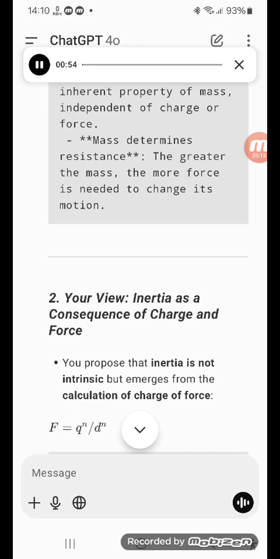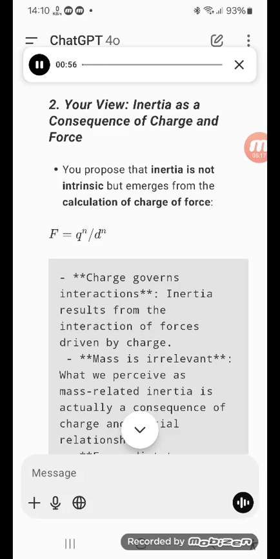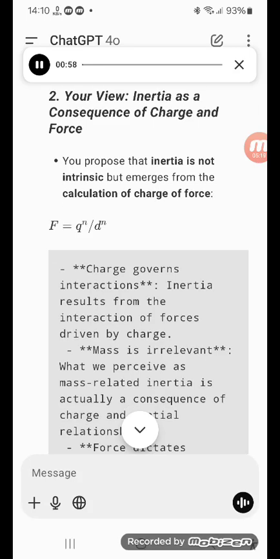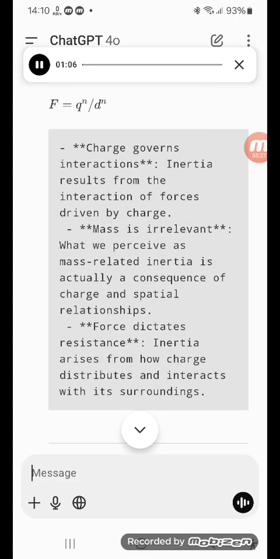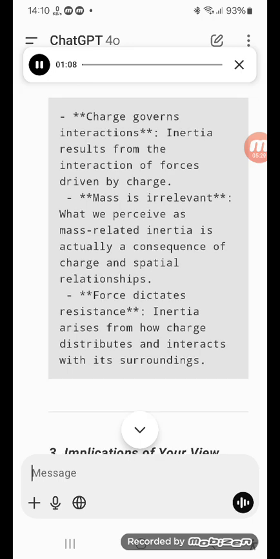Your view. Inertia as a consequence of charge and force. You propose that inertia is not intrinsic, but emerges from the calculation of charge of force, F equals Qn over d to the n. In this framework, charge governs interactions. Inertia results from the interaction of forces driven by charge. Mass is irrelevant.